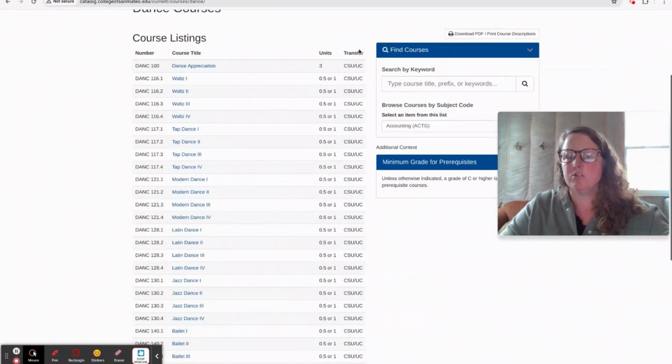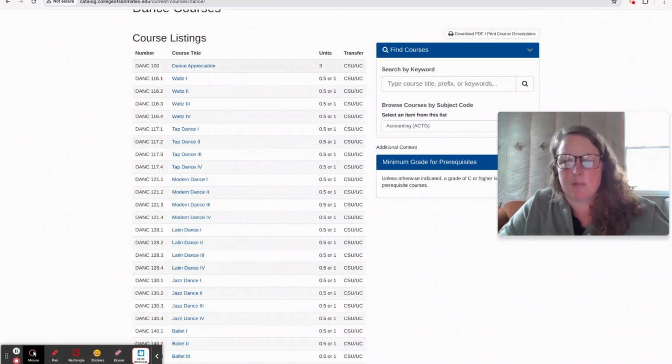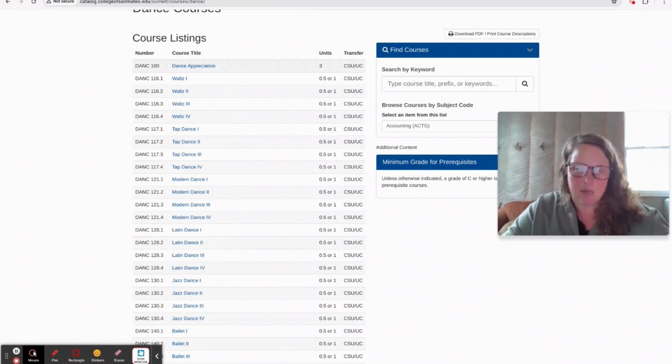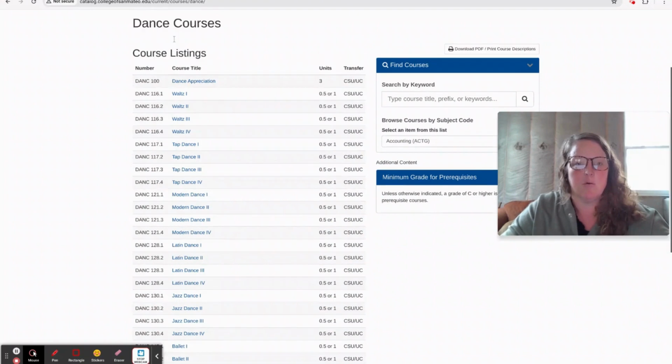It says you can transfer. These are transferable courses to the Cal State University and UC. If you can transfer to one of those, you can transfer to pretty much anywhere in the country. So they're just as strict as everything else.